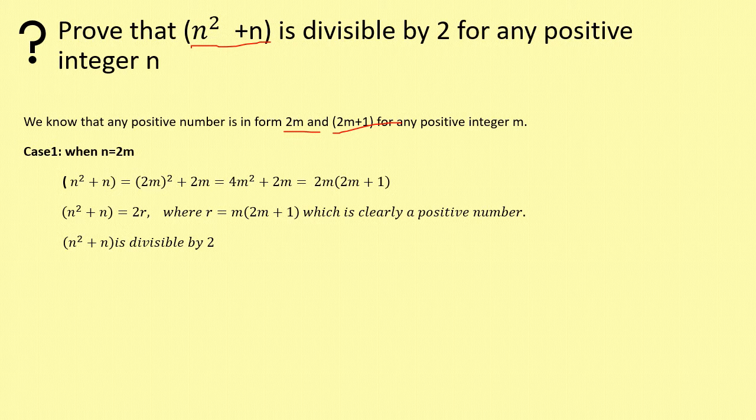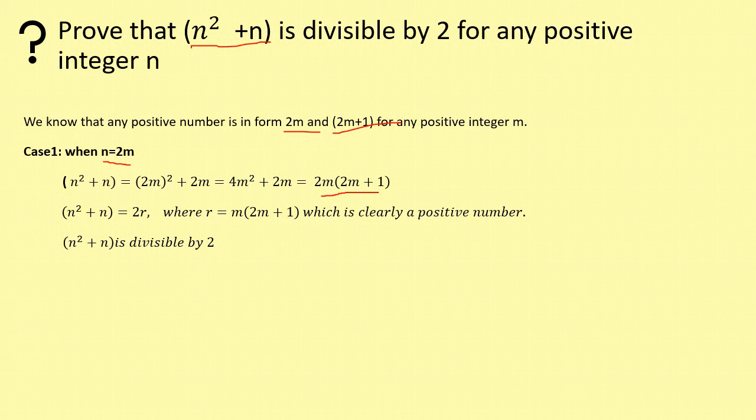n square plus n is equal to (2m) whole square plus 2m when we take n equal to 2m. Finally, it can be written as 2m into (2m plus 1). Now, n square plus n is equal to 2r, where we have taken r equal to m into (2m plus 1). It clearly shows that n square plus n is divisible by 2.